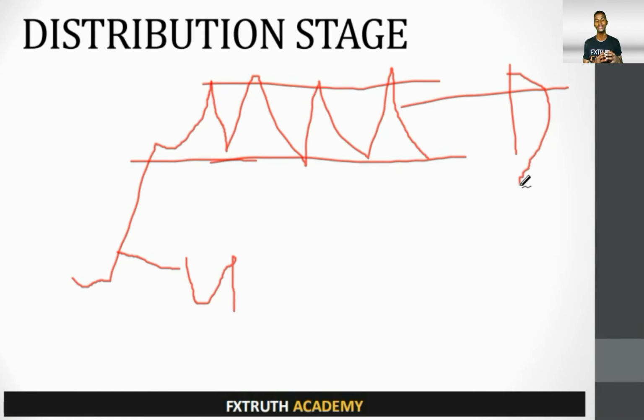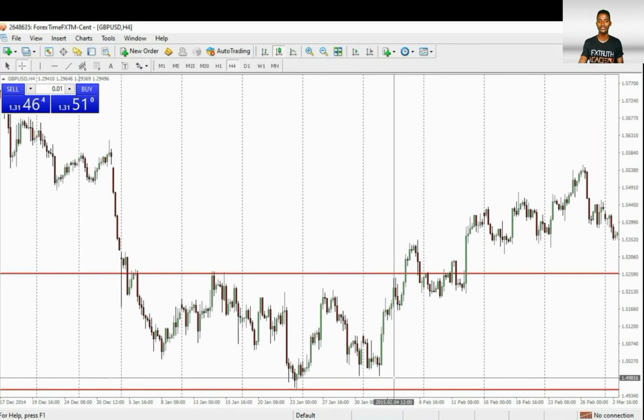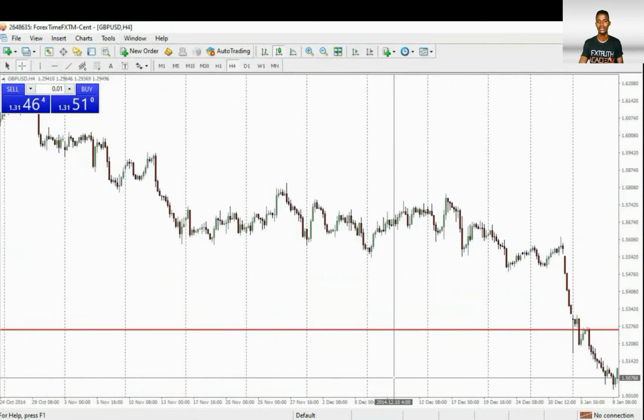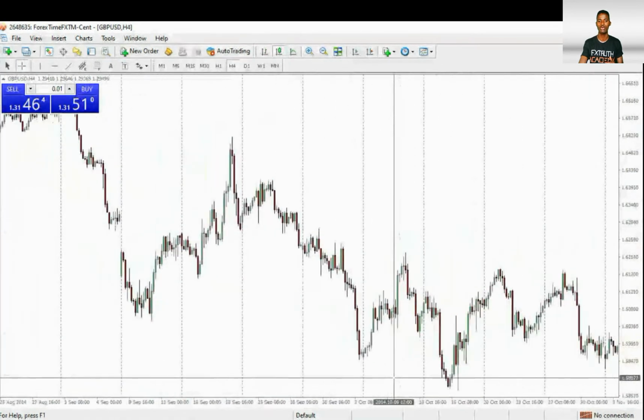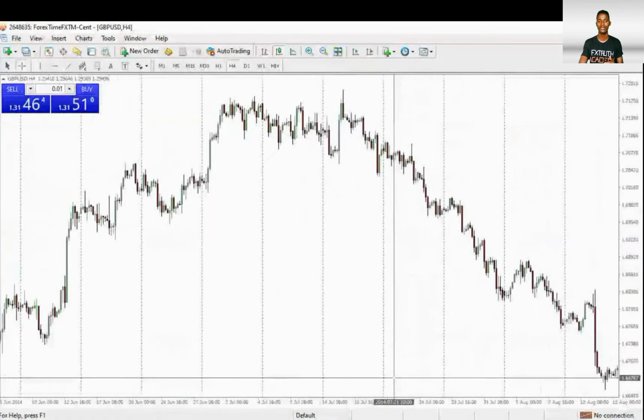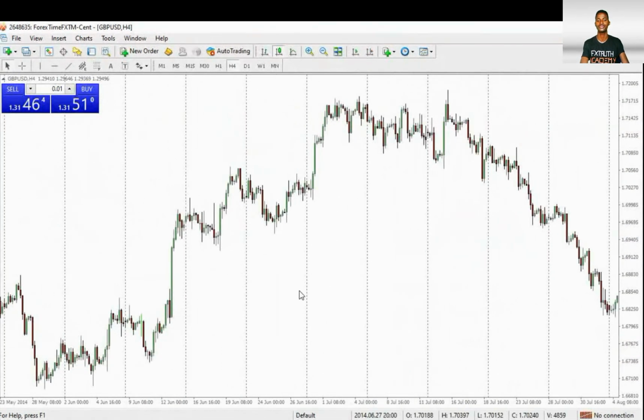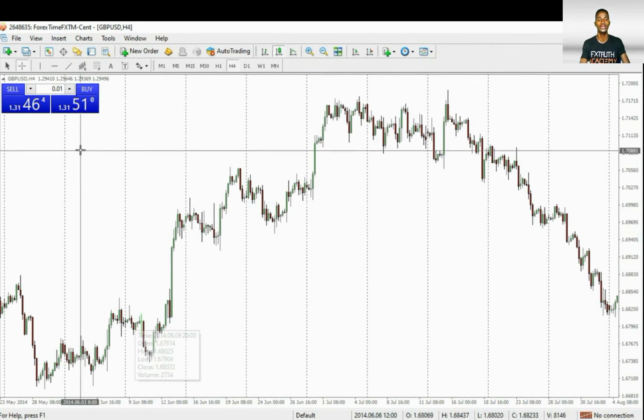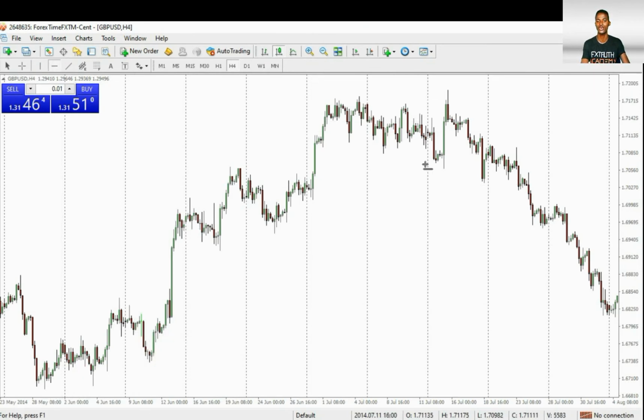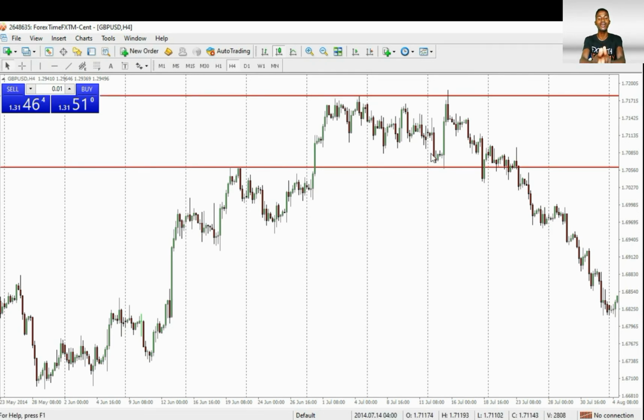So let's see how this works in the real Forex chart. Coming back over here at this region, after this uptrend, this advancing stage, we notice that the market formed somewhat like a range here. Let's draw our lines. So this is known as the distribution stage. Are you seeing how this thing works now?